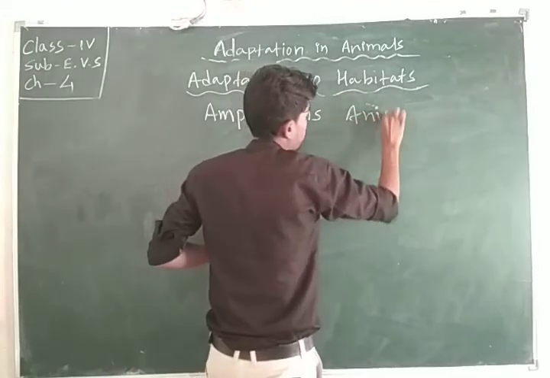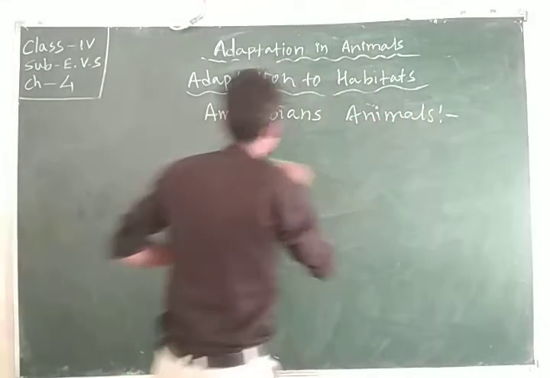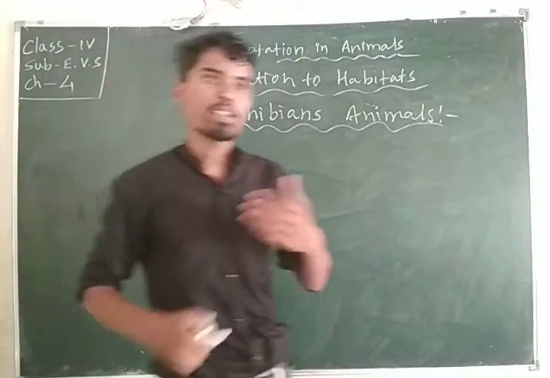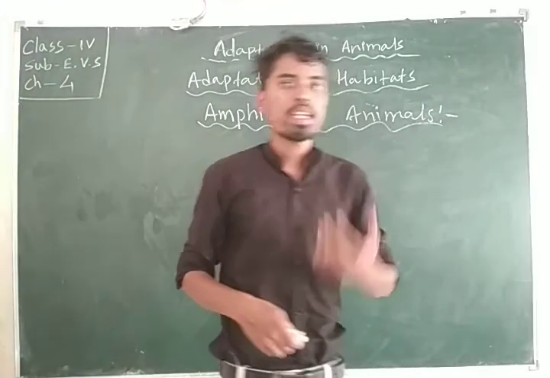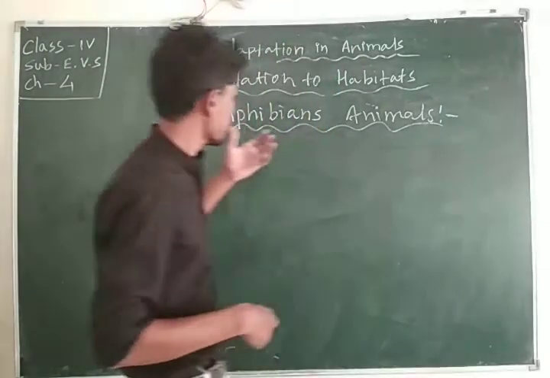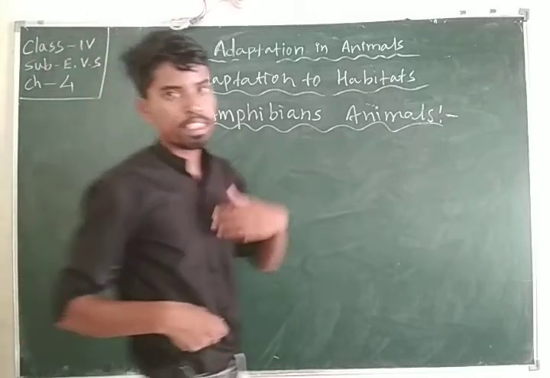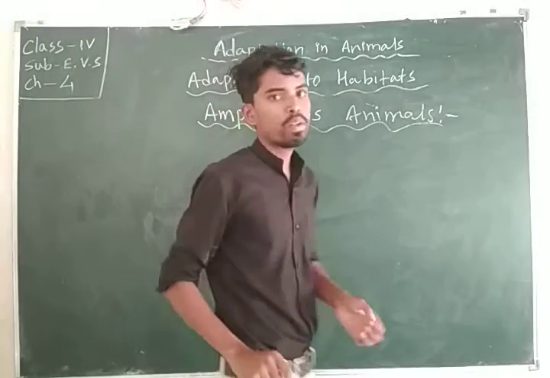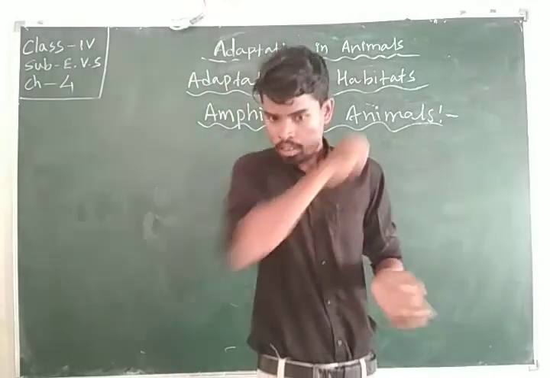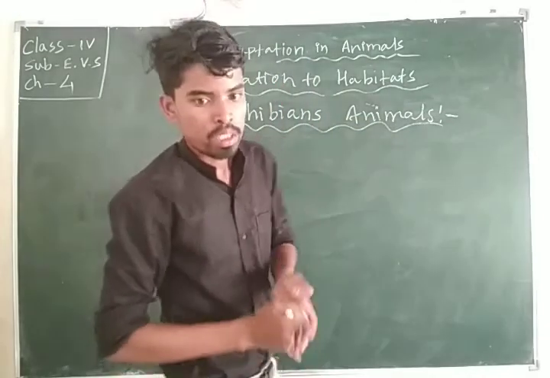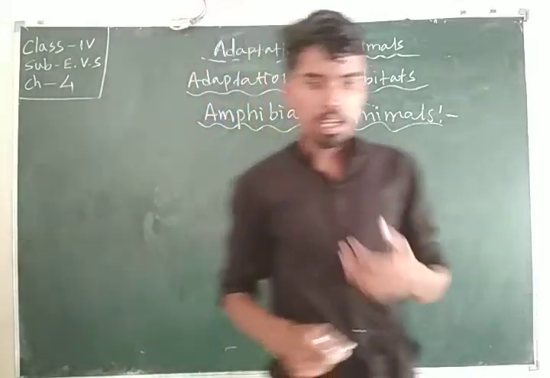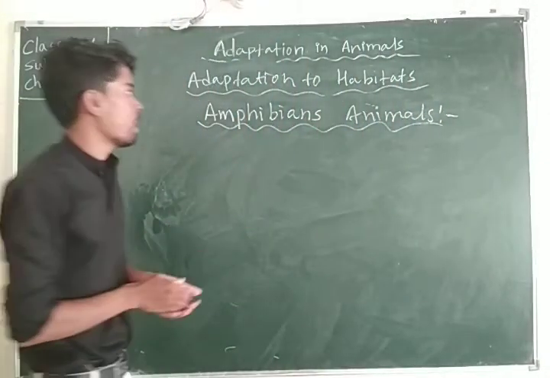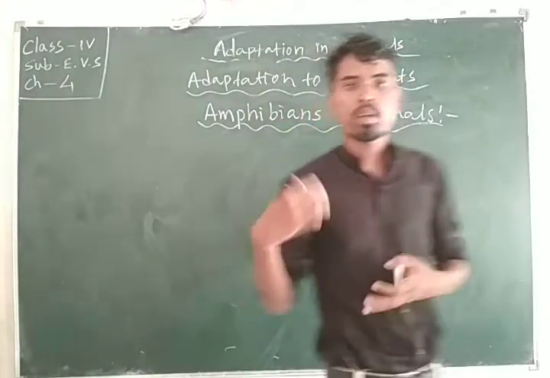Amphibian animals. So what are amphibian animals? Animals that live on land and also live in water. This type of animal is called amphibians. For example, frog, and also the cat and the crocodile. These animals can swim easily in water.